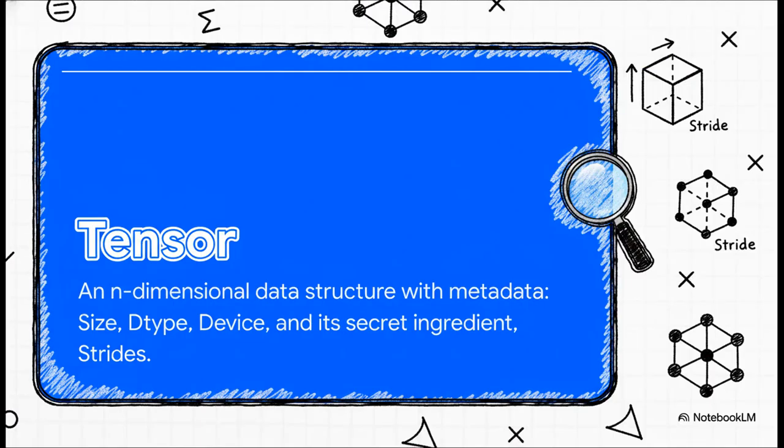So we're probably all familiar with the basic stuff, right? A tensor has a size, it has a dtype, is it a float or an int, and it has a device, telling us if it's living on the CPU or on a GPU. But there is one more piece of the puzzle, one bit of metadata that most people never think about, and it is the absolute secret ingredient to PyTorch's power, strides.